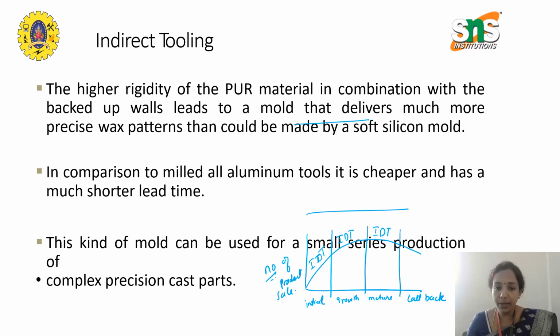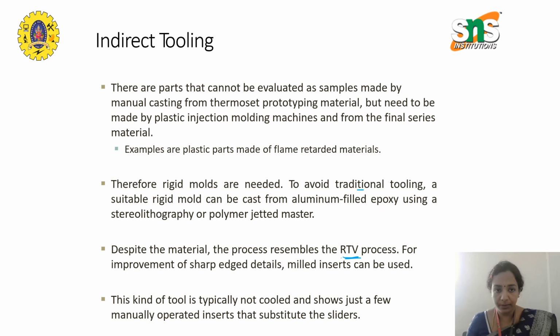In comparison to milled all aluminum tools, it is cheaper and has a much shorter lead time. This kind of mold can be used for a small series production of complex precision cast parts. So there are parts that cannot be evaluated as samples made by manual casting from thermoset prototyping material, but need to be made by plastic injection molding machines and from the final series material.